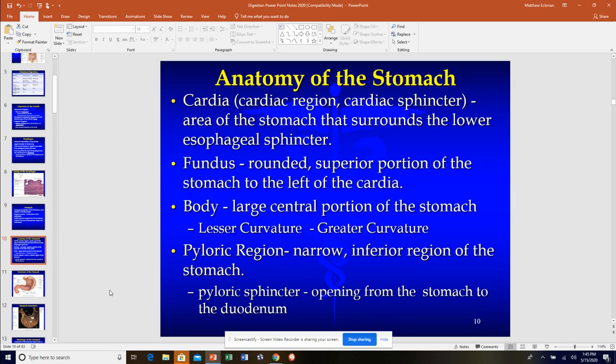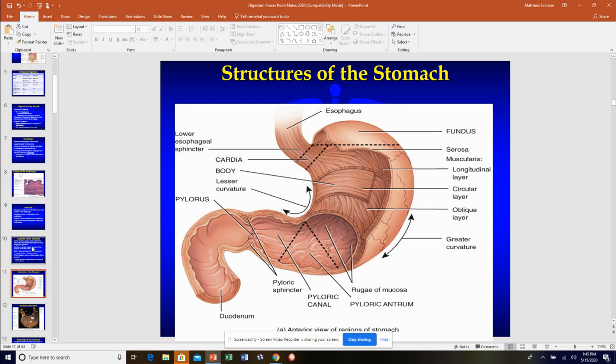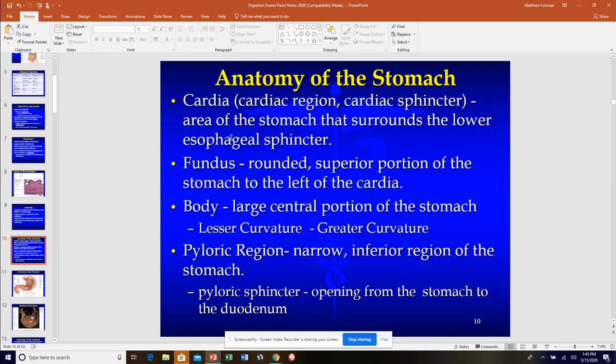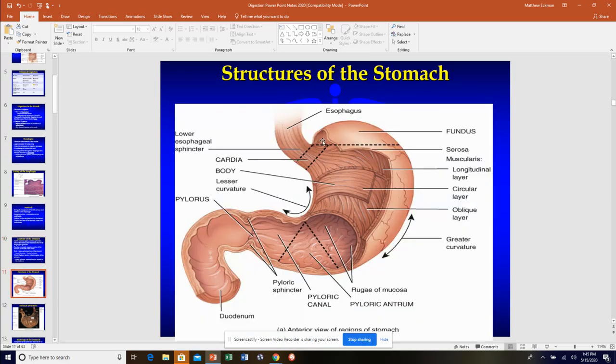So I'm going to tell you about this, and then I'm going to show you the picture. So the first area, the cardia, is the upper part of the stomach. And this part is the part that's attached to the esophagus. Then we've got the fundus, and the fundus is this little projection right up here in the upper part of the stomach.